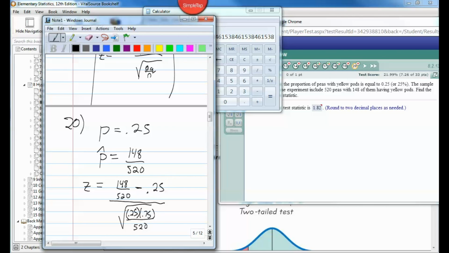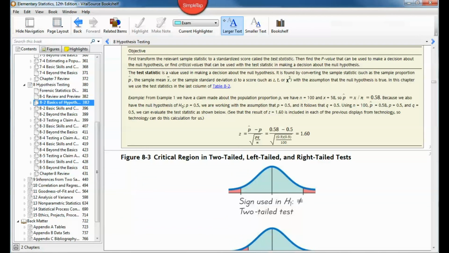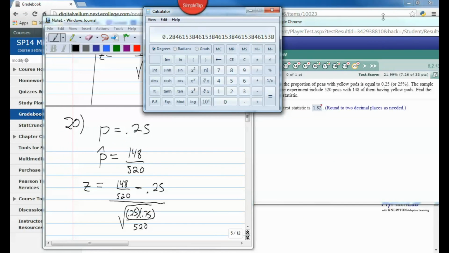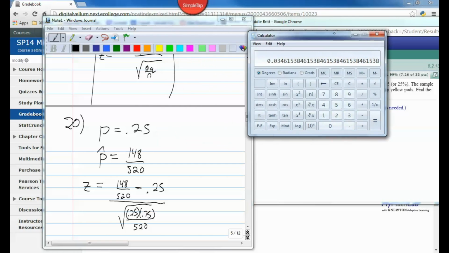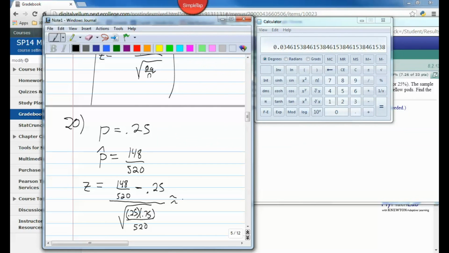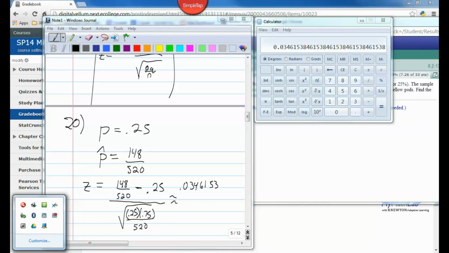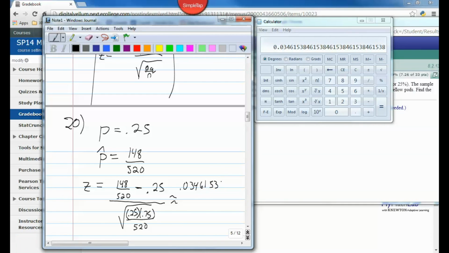So here's what we need to do. I'm going to work out the top, and then I'm going to write down a really long decimal. Let's see what I get. So 148 divided by 520, minus 0.25. So that's my numerator. That's what I'm going to write down. And I know it's kind of a pain, but unless you store that in your calculator, you need to bring that out to several decimal places. So I'm just going to copy it down to about this many places.